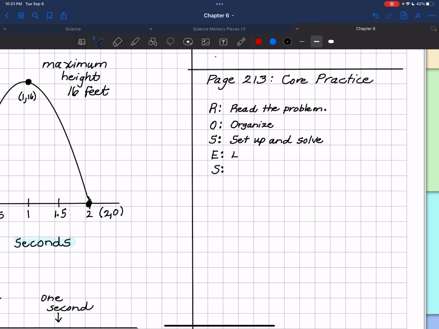E is examine or check your work. Make sure you didn't make any mistakes. If there are red flags in your mind, look at those. What is it about the problem that doesn't look right? And then see if it fits. Does it answer the question that you were asked to answer? So that may help you in remembering the steps to problem solving.